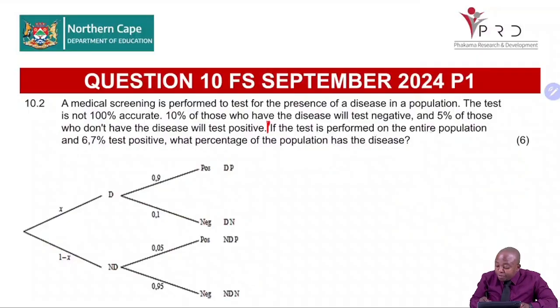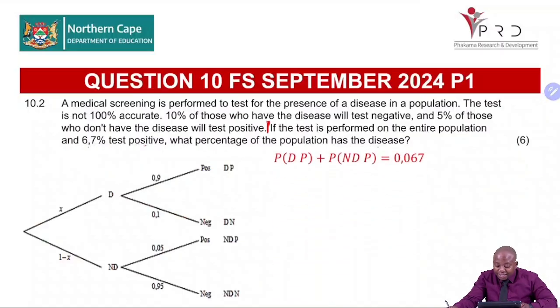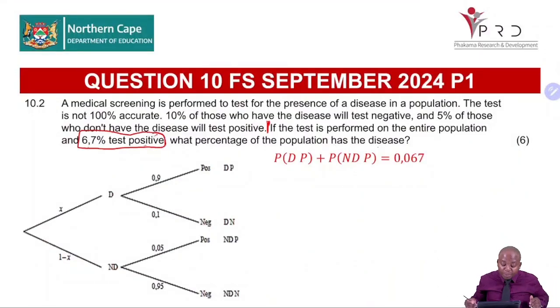If the test is performed on the entire population and 6.7% test positive, what percentage of the population has the disease? We are going to look at those that are positive, because we are given the 6.7% which is positive. So we're going to look at anything that has the positive in it. The positive is here and the positive is here. It talks about our positive of the entire population.